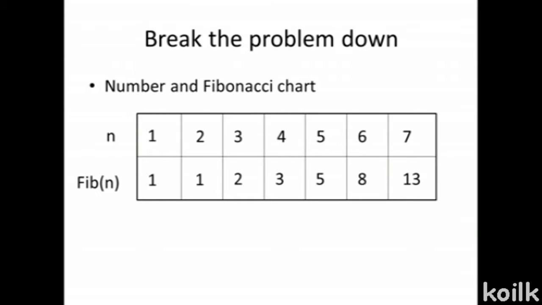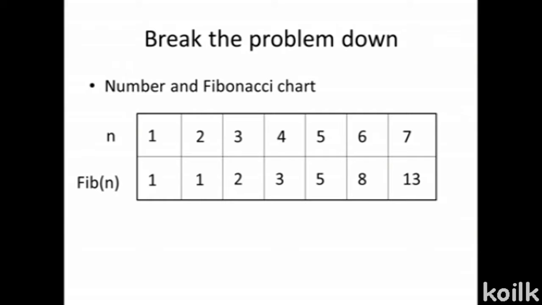So the first thing I had to do was break down the problem. As you can see on the screen, there's a chart. This chart is divided up into two sections. One section will be n, which represents a number, and another section is fib of n, which represents the Fibonacci number. So when it comes to the Fibonacci sequence, the current number of the fib sequence will be equal to the sum of the previous two numbers.